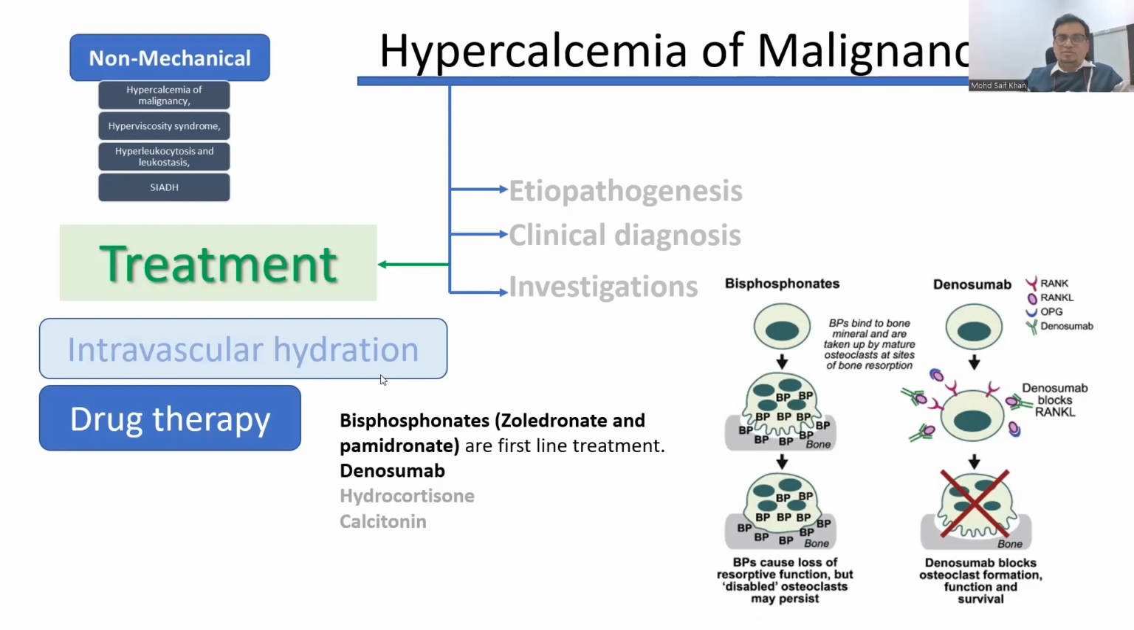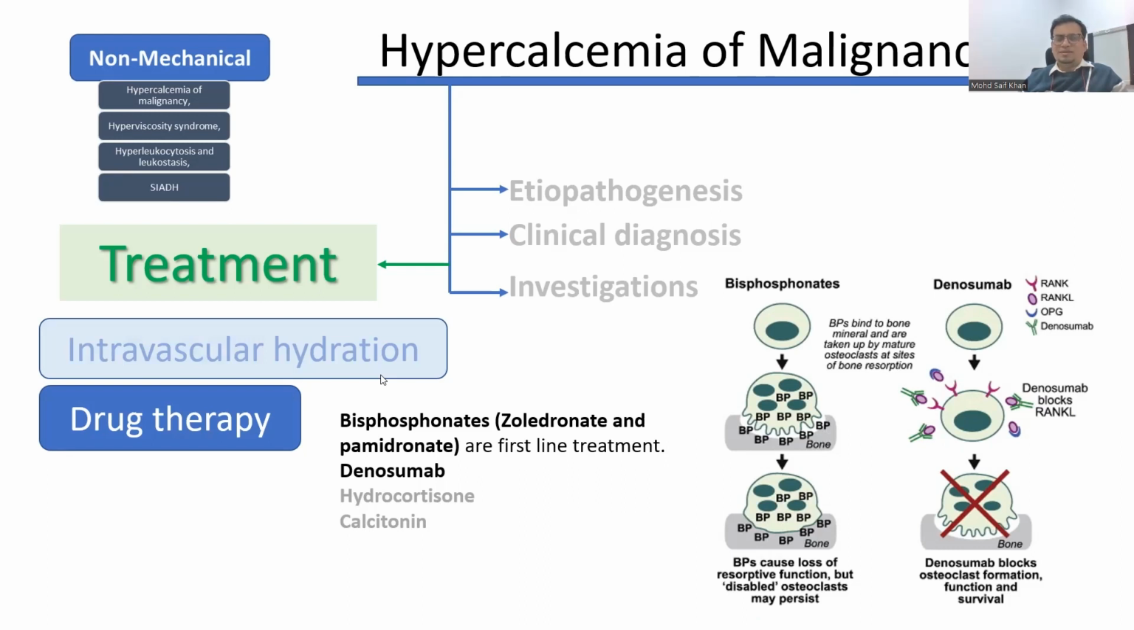And in such cases where vitamin D3 is produced in excessive amounts from lymphoma or myeloma, this steroid will block that. It depresses the vitamin D3 production from the tumor itself. So that is how hydrocortisone would be very helpful. Now another therapy is calcitonin, but due to its short duration of action and potential for tachyphylaxis, it is not being used nowadays.